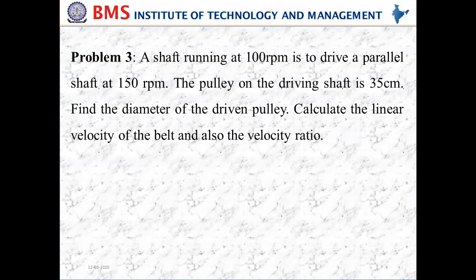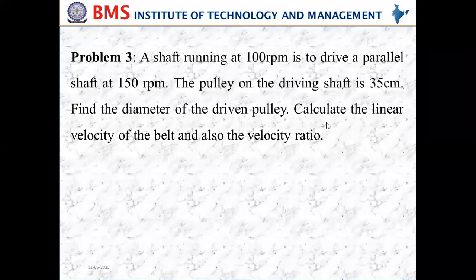Next, move on to problem 3. A shaft running at 100 rpm is to drive a parallel shaft at 150 rpm. The pulley on the driving shaft is 35 centimeter. Find the diameter of the driven pulley.